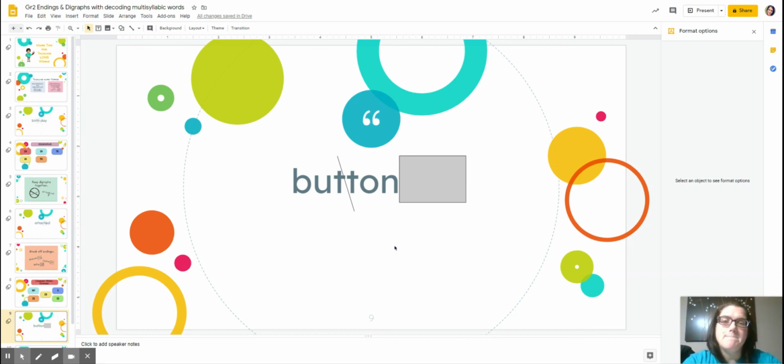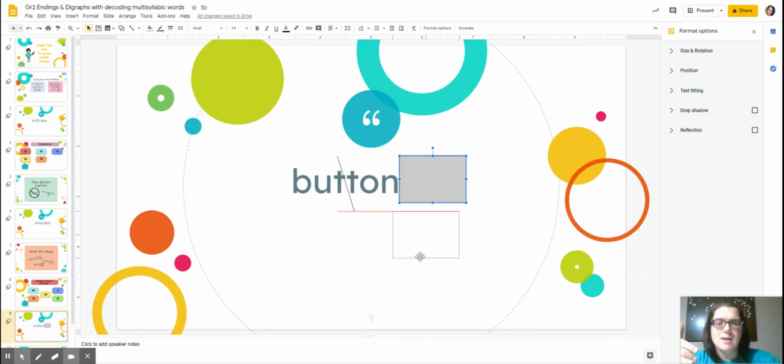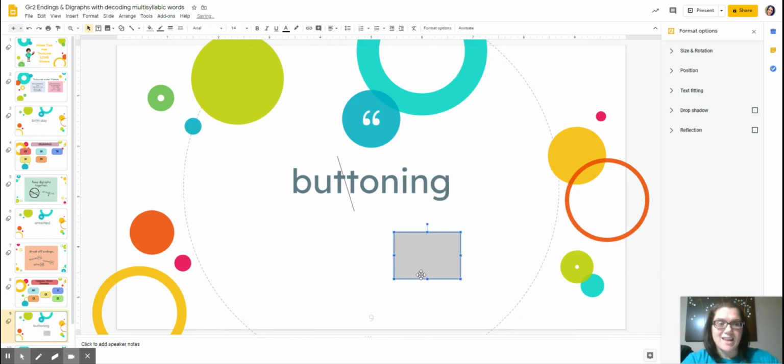But, and then ton, button. Like a button on our clothes or on a jacket or on our shoes, a button. Now, because we broke off the ending, I now want you to add it back in. Button, buttoning. So when we look at this big long word, we may think, I'm never going to be able to figure it out, but we figured it out so quickly, right?